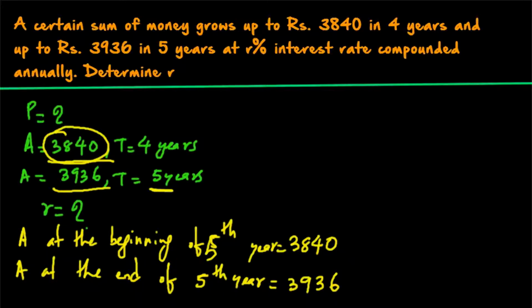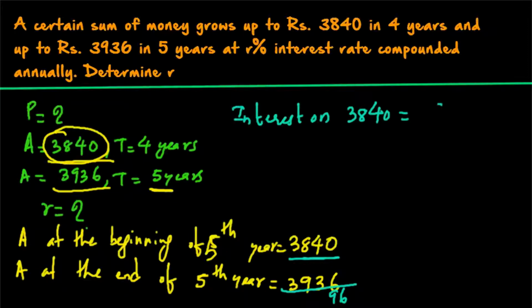The interest obtained for the 5th year, or we can say the interest obtained on rupees 3840, will be the difference between 3936 and 3840. The amount at the beginning is 3840 and the amount at the end is 3936, so that difference is the interest obtained for the particular year. So the interest obtained is 96 rupees. 3936 minus 3840, we get 96. So the interest obtained on rupees 3840 is equal to 96.